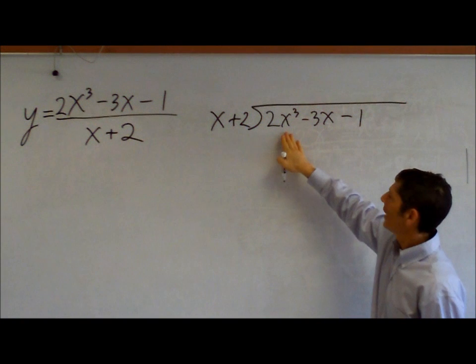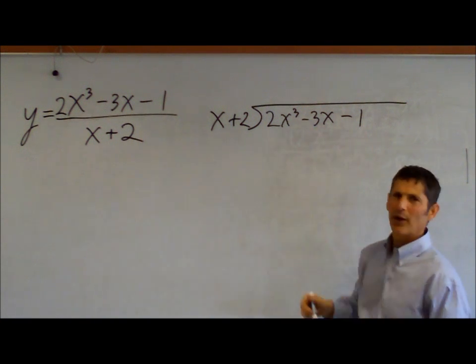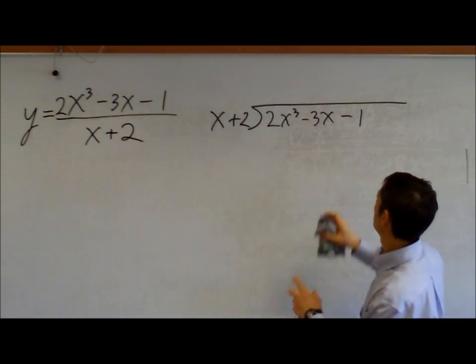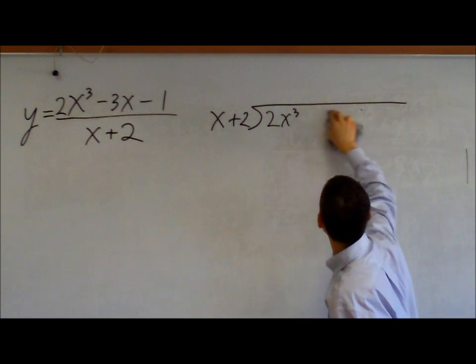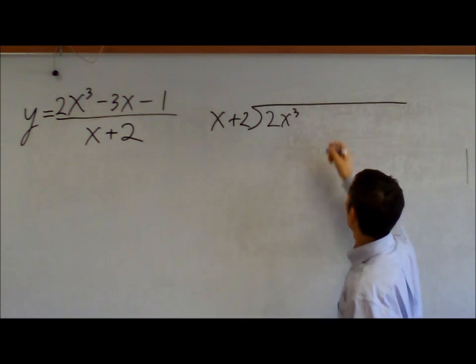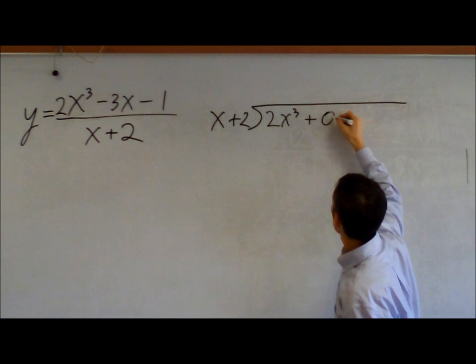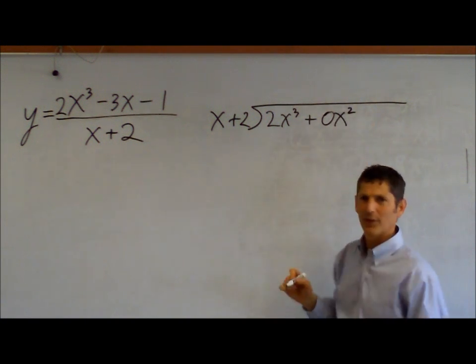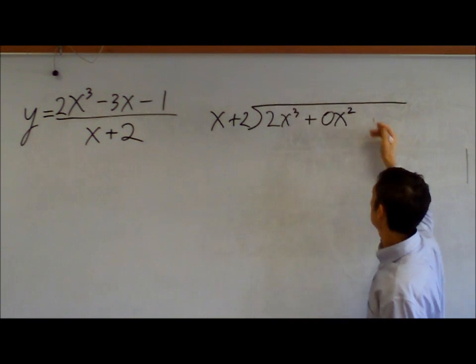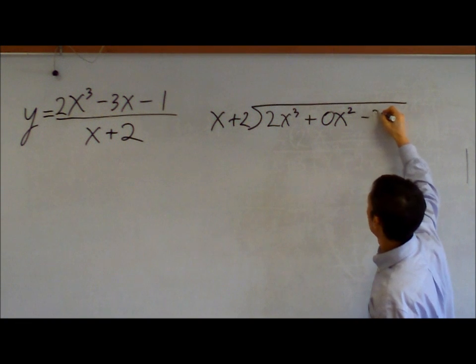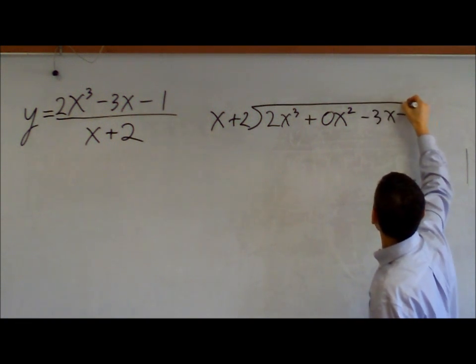The only thing is, I noticed that I don't have an x squared term here, so I'm actually going to adjust this slightly. It just helps me to have a placeholder. I'm just going to fill in a 0x squared. You do the same thing, Mr. Fox? I do. Just helps me keep things lined up. I still have my negative 3x and my negative 1.